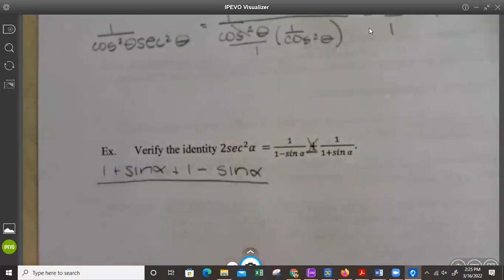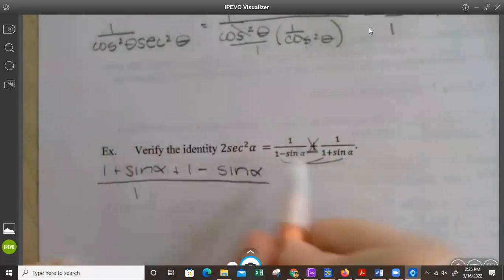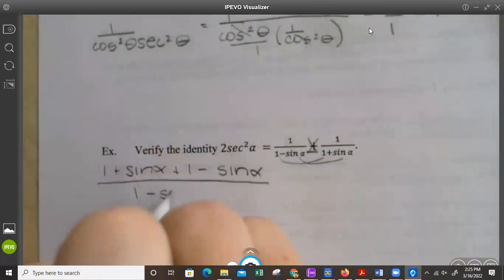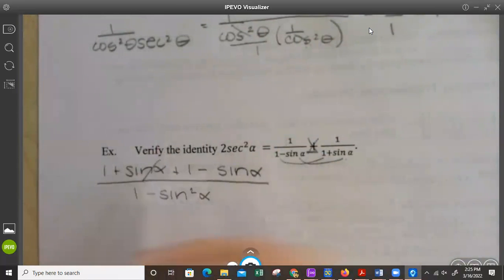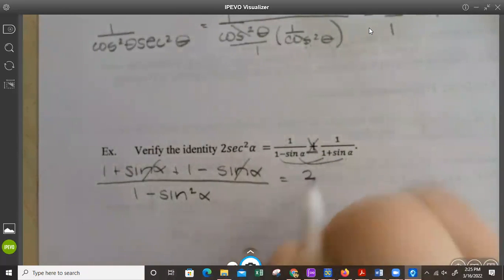On the bottom, what do we have to do? How do we multiply them when we squish them? The outsides, 1 times 1 is, sine times sine is, and it's minus. Tell me what happens. Sine's on the top, cancel out. You're left with 2.